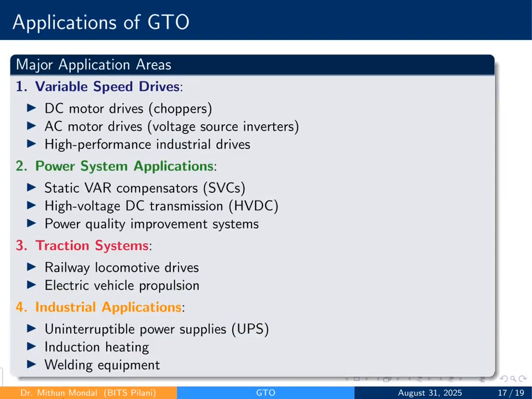Some of the applications of GTO in detail: the major application is variable speed drives, like in DC choppers and AC voltage inverters, and high frequency industrial drives. In power system applications, we use static VAR compensation, high voltage DC transmission, and power quality improvement systems. We use it in railways as a traction system, in railway locomotive drives and electric vehicle propulsion. In industrial applications, we use it in UPS, induction heating and welding equipment. So GTO has very wide applications in different areas of power electronics.